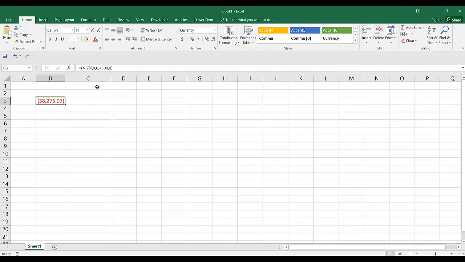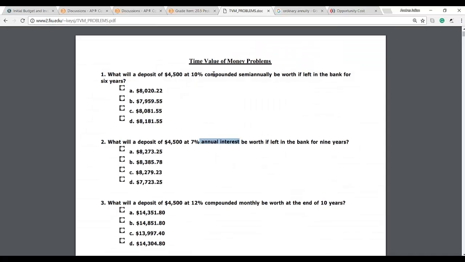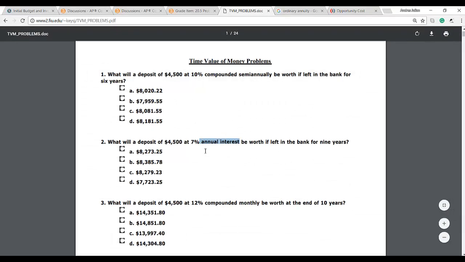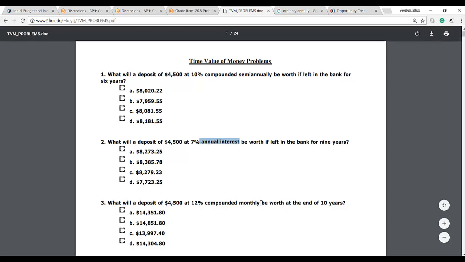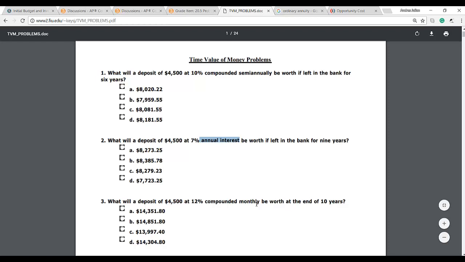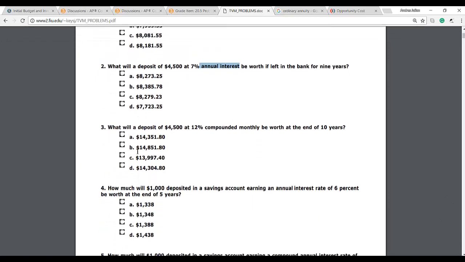So it's very simple. We just need to understand what is the type of interest rate. If it's semi-annually, then the interest rate will be divided by 2. Annual interest rate is divided by 1. And if it's monthly, it will be divided by 12. So let's do the third one.